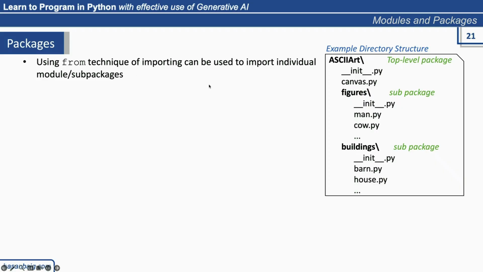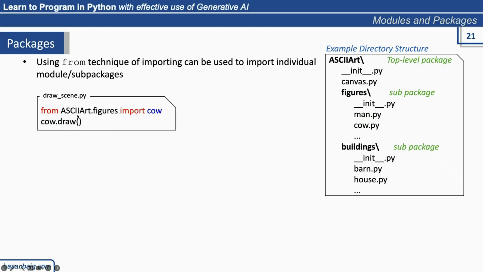Using the from technique of importing, we can also import specific submodules or packages. For example, from skart.figures import cow. Now I'm specifying what I need to import. Instead of importing the entire package skart, I'm specifying from skart.figures, and it will go there and import cow. After import, you need to specify only one thing. You cannot write from skart import figures.cow. You need to specify the path first and then what you want to import. Once you follow this approach, you need to use dot notation: cow, and what you want to use inside cow is cow.draw.